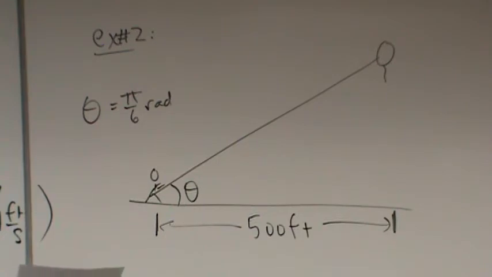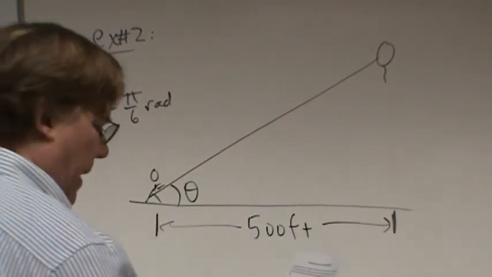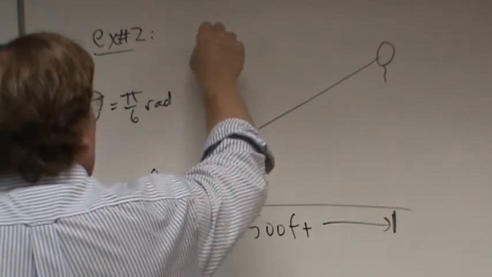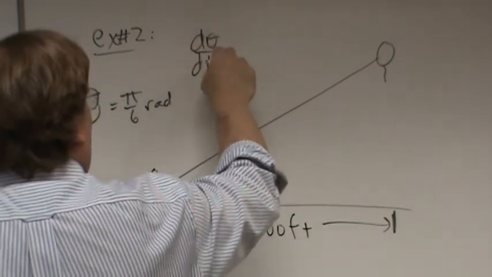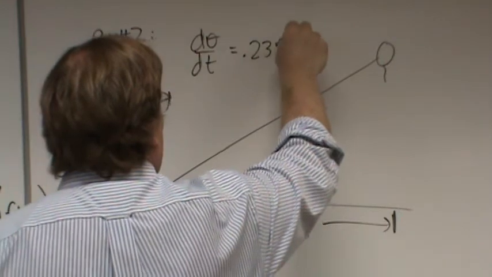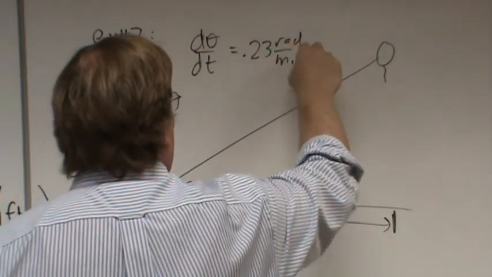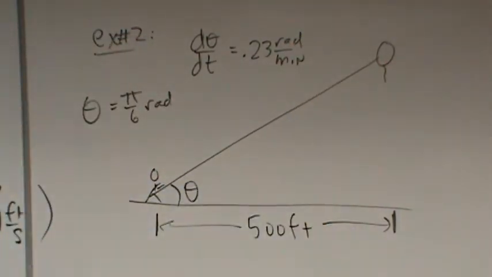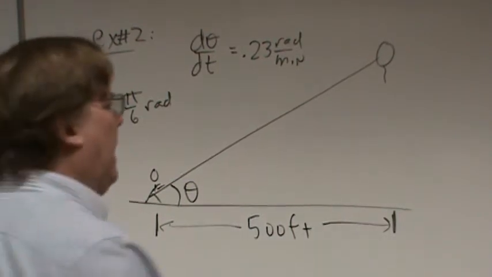And they want to know, well, the angle is increasing at 0.23 radians per minute. So are you okay that that's giving me d theta dt? So somewhere, d theta dt equals 0.23 radians per minute. How fast is the balloon rising? So what other dimension am I going to have to label here? Height. Good, the height, I need to know.